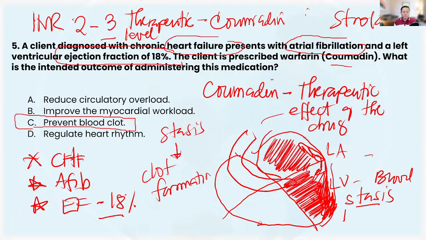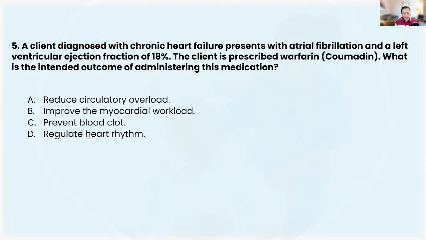Okay. Now let's move forward with the next question. Oh, no. Before we do that, let's rationalize letter A. Why not letter A? Reduce circulatory overload. Well, the Coumadin doesn't have that kind of therapeutic effect. This is going to be acted upon by what? The diuretics. Remember? Okay. Now let me erase. There's way too much going on in my slide. So this is going to be acted upon by diuretics. So we are going to eliminate that.